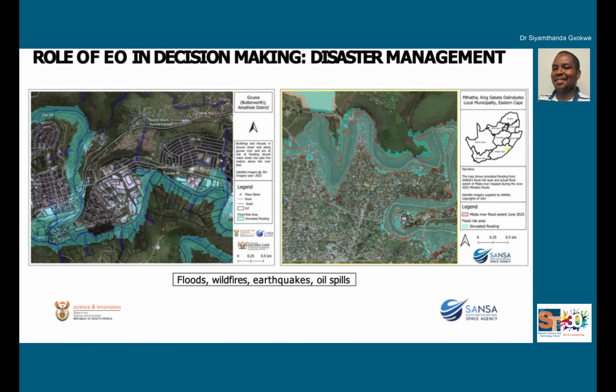And also we have some disaster management tools that inform our disaster preparedness and responses. What we have here is some of the work that we did that looks into the recent flooding that occurred in the Mthatha area, which led to many lives being lost. We were able to map the extent of the flooding. The blue shows the areas that we managed to model out for the flooding, based on the earth observations, on the right picture.